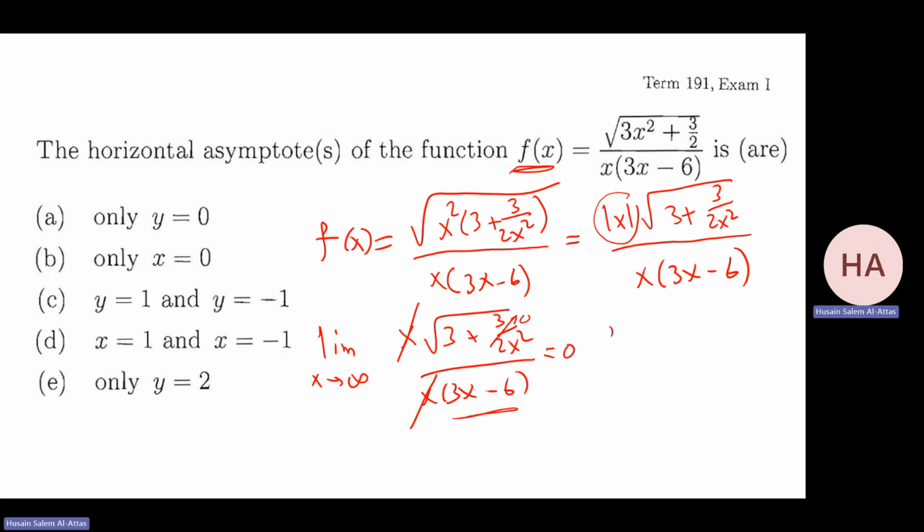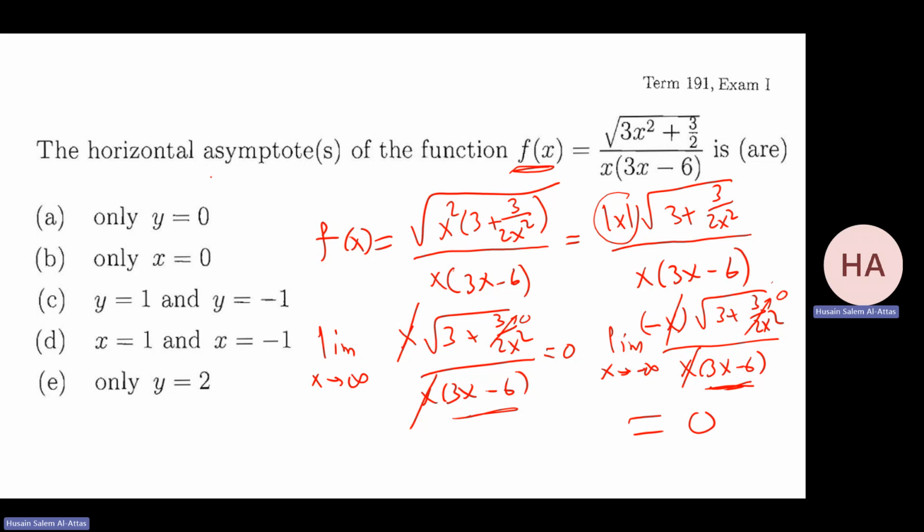The same thing, if we are doing the limit as x goes to minus infinity, what will be the difference? That will be minus x. Square root of 3 plus 3 over 2x squared over x times 3x minus 6. So this is cancelled. Still, I'm getting a value, minus the square root of 3, and this goes to 0. And this will be infinity. So a value over infinity, and that will be 0. So the only horizontal asymptote is y equals 0.